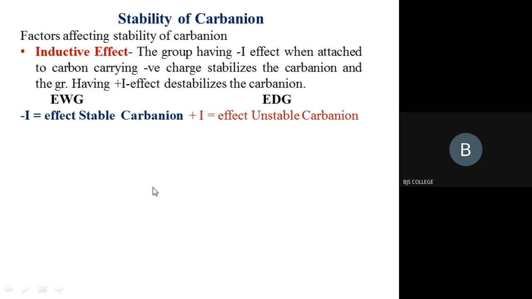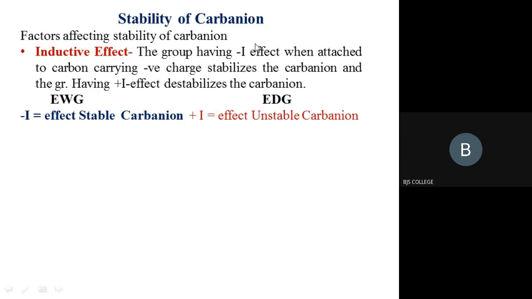Now, what are the different factors which will stabilize this carbanion? The first factor, as you know, is that in organic chemistry, whenever we talk about reactivity or stability, we generally talk about 3 to 4 effects. In that, inductive and resonance are the most common effects which will stabilize any species, for example over here carbanion. Now inductive, as we know, is of two types, minus I and plus I. So obviously they will have different effects.